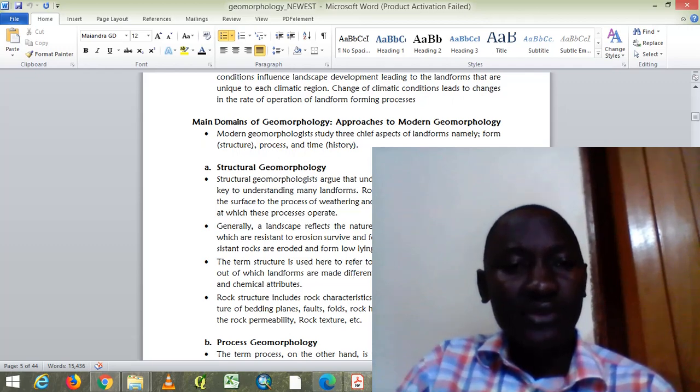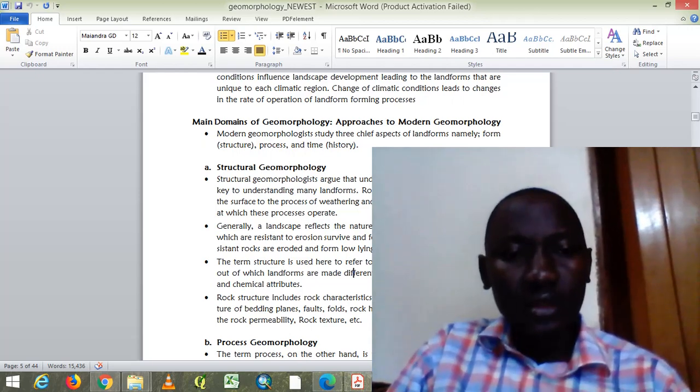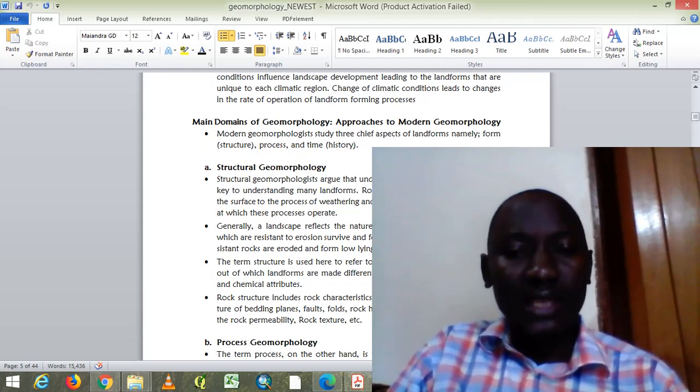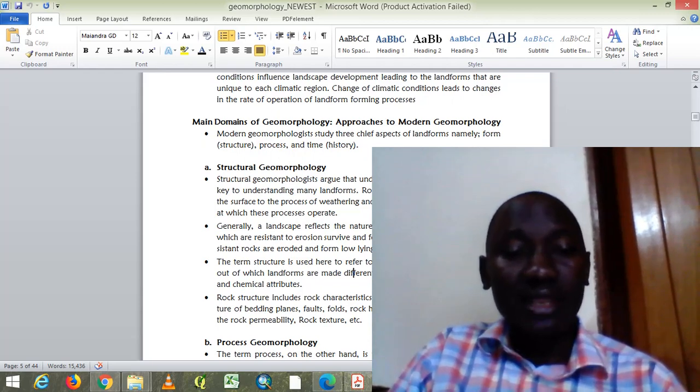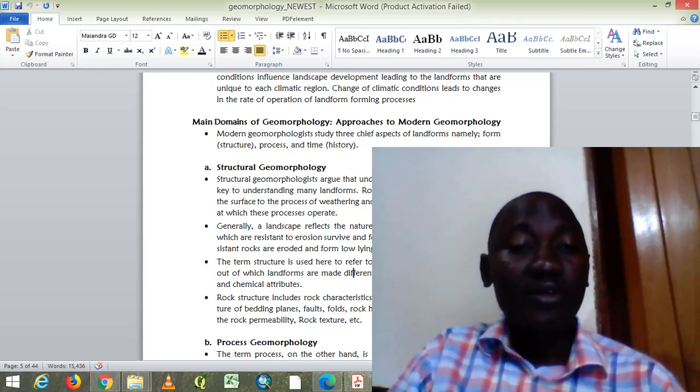Number one, we have structural geomorphology, which studies structure or form of landforms. Structural geomorphology refers to people who argue that the underlying geological structures are the key to understanding many landforms. To them, local structure is a key aspect as far as resistance of the surface to processes of weathering and erosion is concerned, and therefore in the end it influences the rates at which these processes operate.